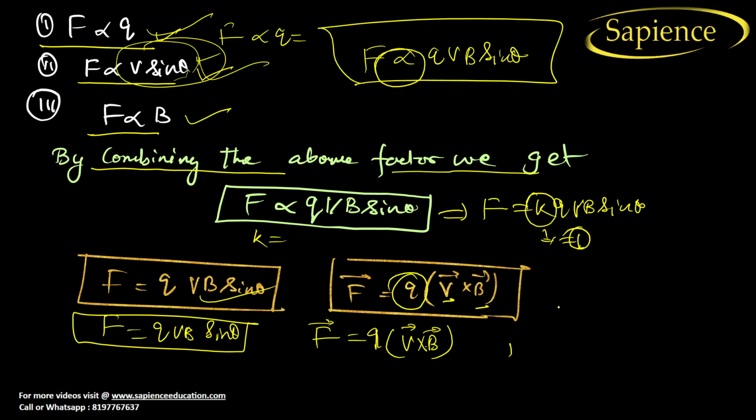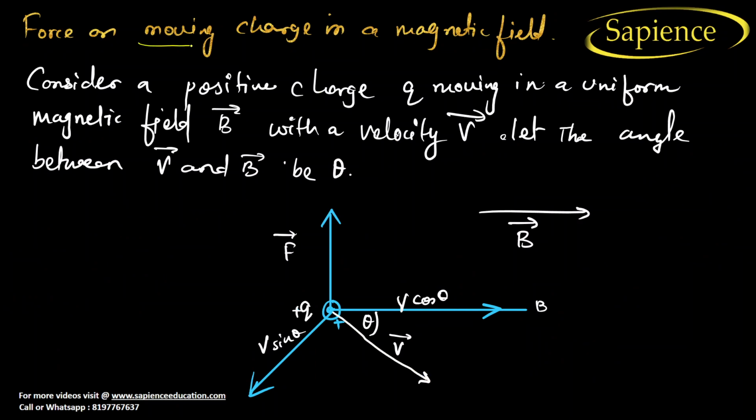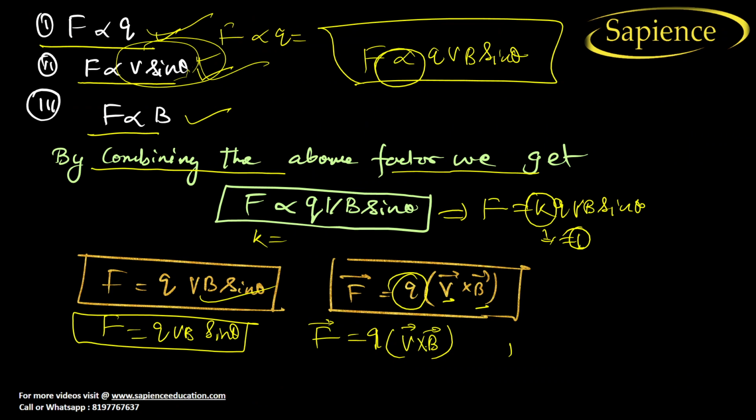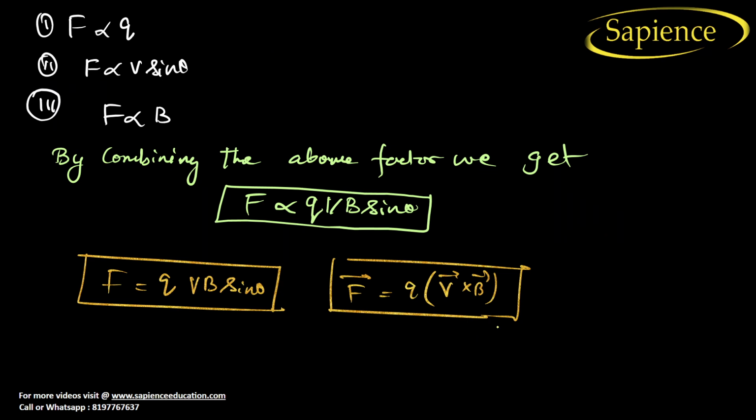So finally we have got the force on a charge when moving in a magnetic field. We have got the derivation, the force on a moving charge in a magnetic field. So this is how we can derive it. I hope you have understood now. Now the direction of the force is in the direction of the cross product of v and B. Why? Because we have taken v cross B.